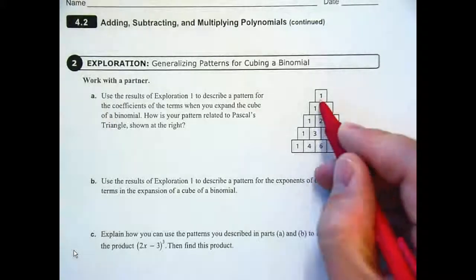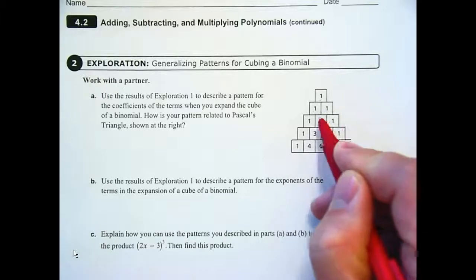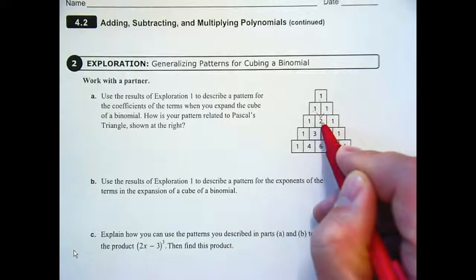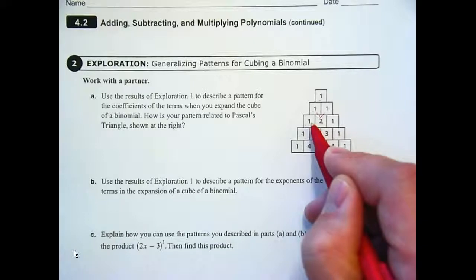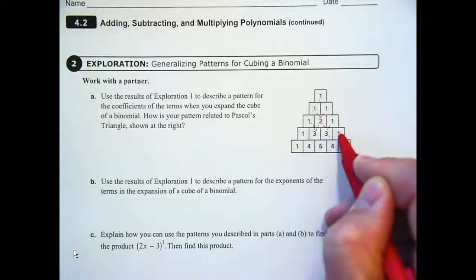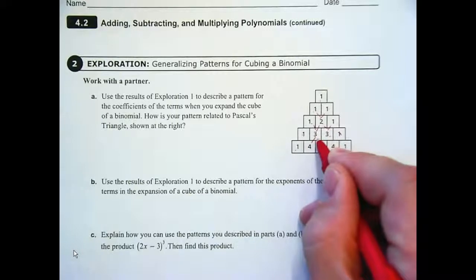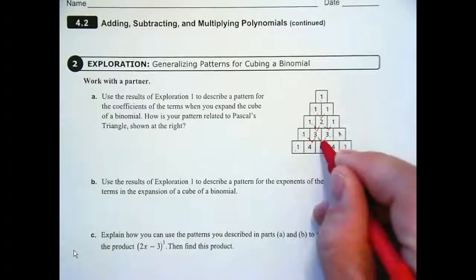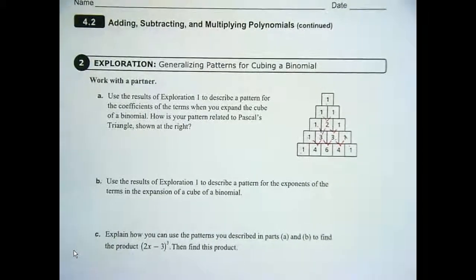So when I have a 1 here, and I have a 1 here and a 1 here, the way I get the middle term is to add 1 plus 1. That gives me 2. And then I have a 1 on the outside, and then a 1 on the outside, and then 1 plus 2 gives me 3. 2 plus 1 gives me 3, and then I have a 1 on the outside. I have a 1 on the outside, and then I have 3 plus 1 is 4, and 3 plus 3 is 6, and 1 plus 3 is 4, and a 1 on the outside. It goes on forever.